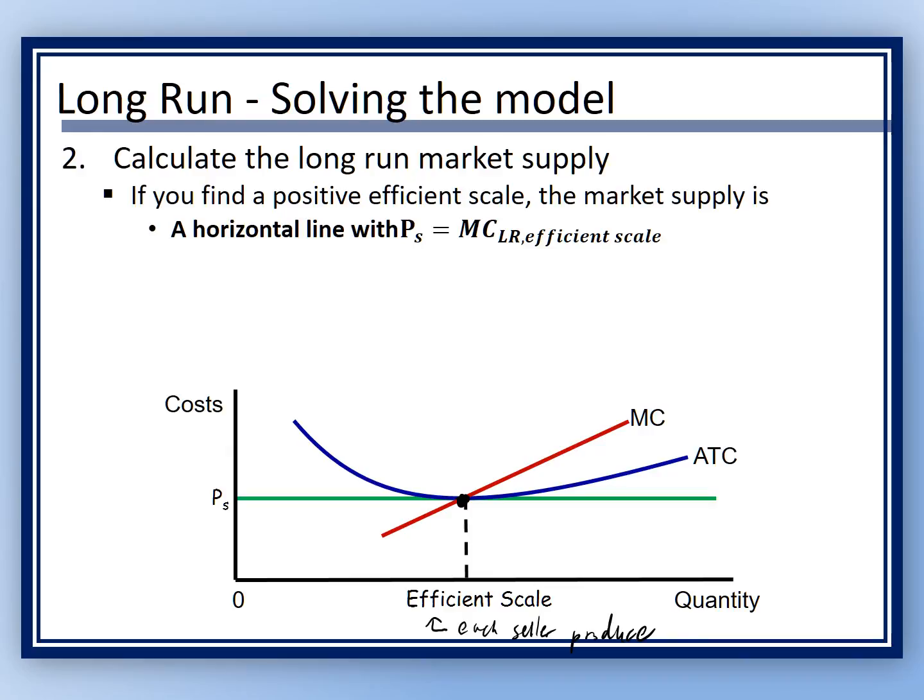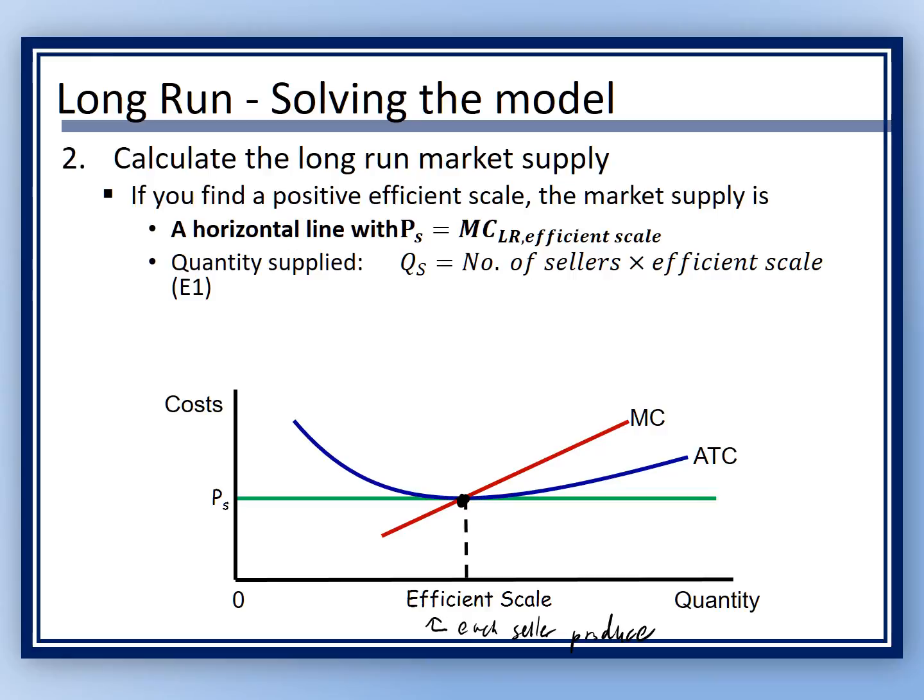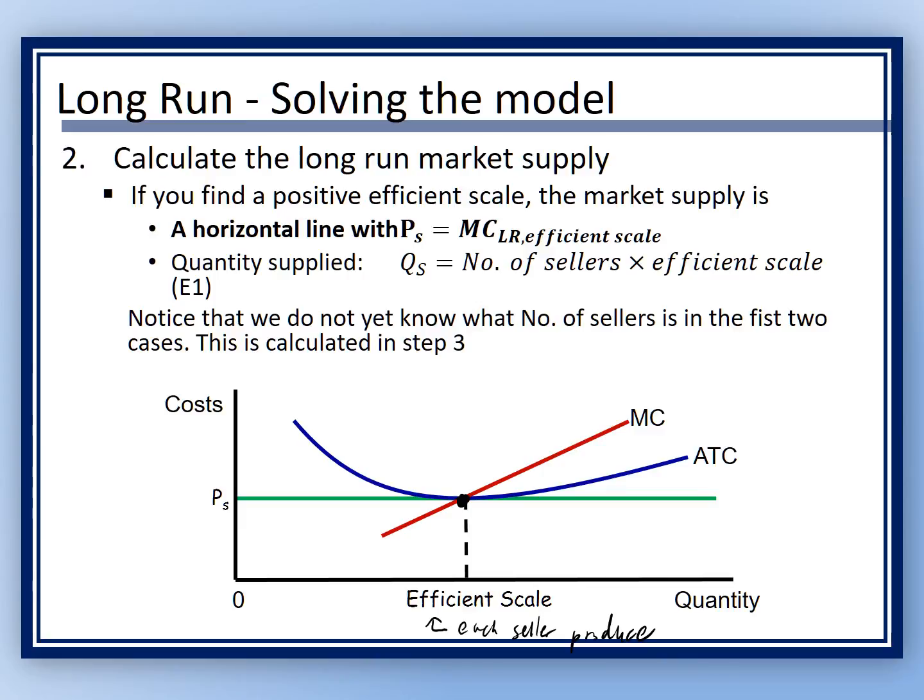If the market has a higher demand, more sellers enter instead of each seller raising their output. So that's what's so special about this model. You're assuming that the market is going to adjust to the demand by having more sellers or fewer sellers. Each seller always produces at the efficient scale in the long run. That's the only way they can achieve the lowest price. So the total quantity supplied is just the number of sellers times the efficient scale, and the number of sellers is something that we do not know yet because the number of sellers adjusts to demand. Higher demand means more sellers. Less demand means fewer sellers.